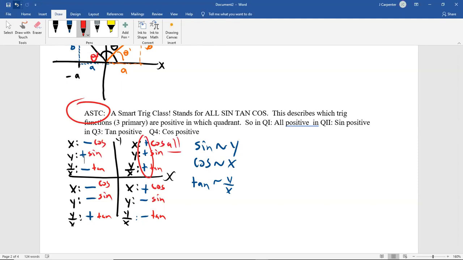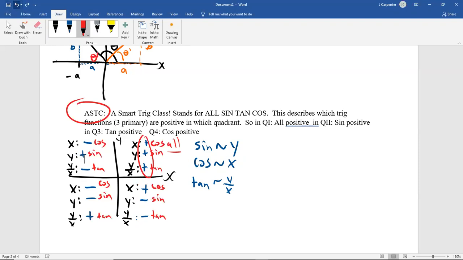In quadrant 2, it is only the sine that is positive. Look at that. Cosine and tangent are negative, sine is positive. In quadrant 3, it's tangent that's positive only. Negative, negative, yep, tangent's positive. And in quadrant 4, cosine is the only one that's positive. And sure enough, cosine's the only one that's positive.